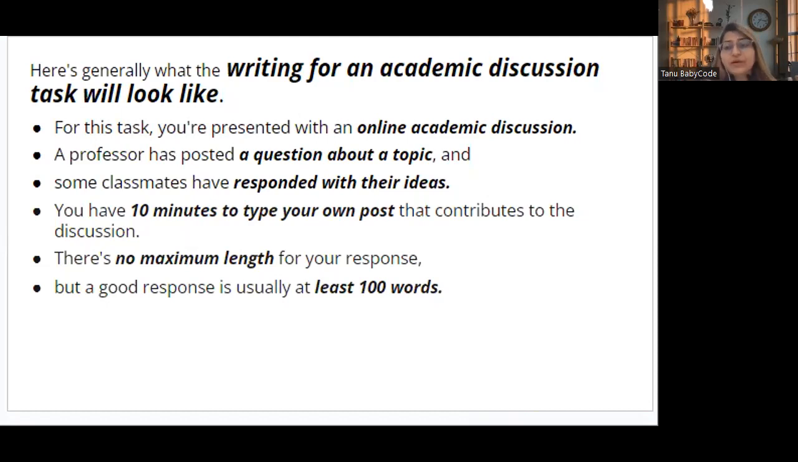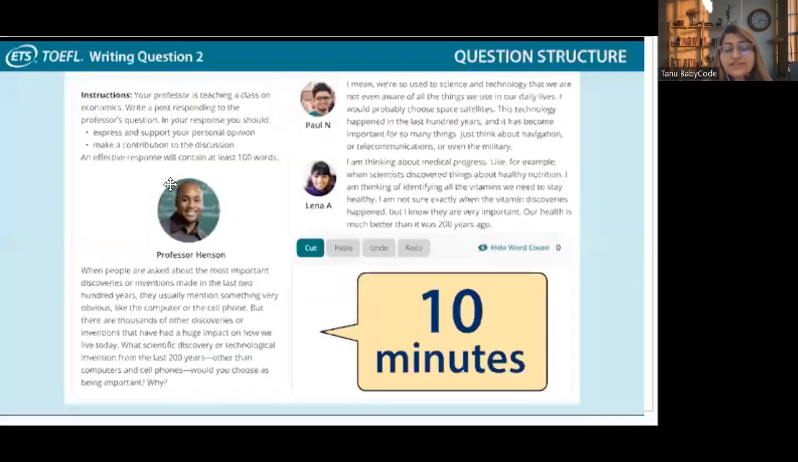There is no maximum length for your response, but yes, you should write at least 100 words for a good response, right? Now see here, this is an online academic discussion. Professor has already posted a question here, right? Classmates have already posted their viewpoints, and now comes your time that you have 10 minutes to post your response. This is your academic writing discussion question.